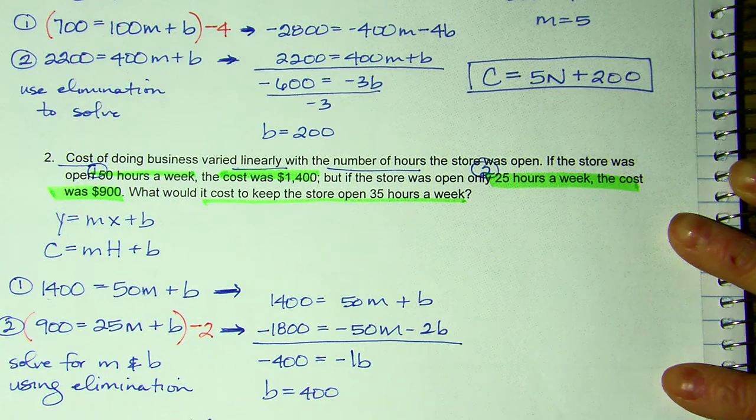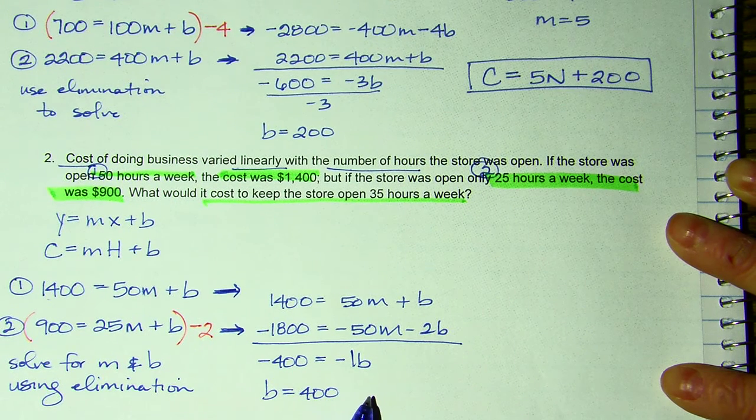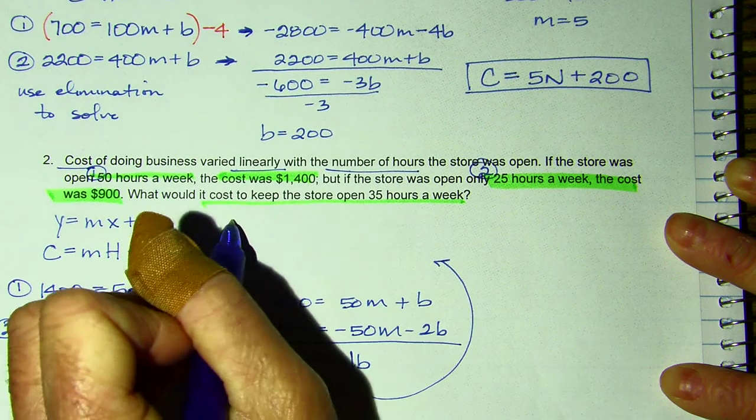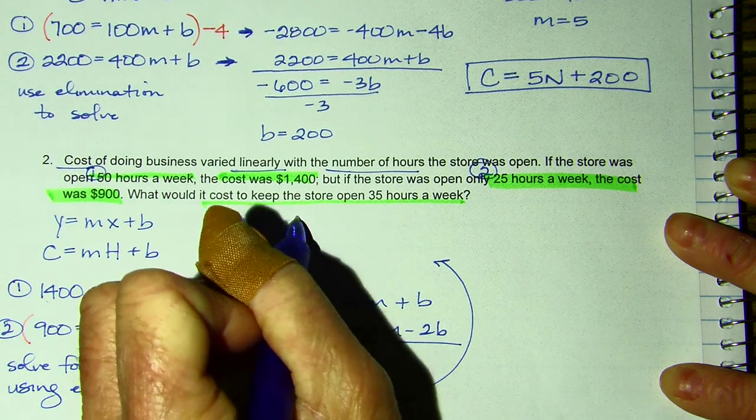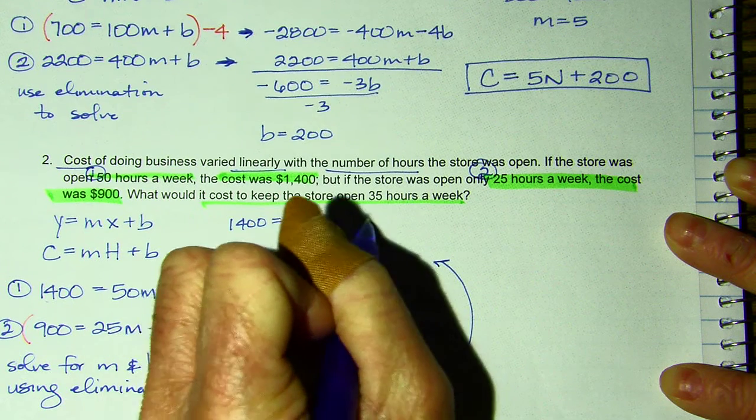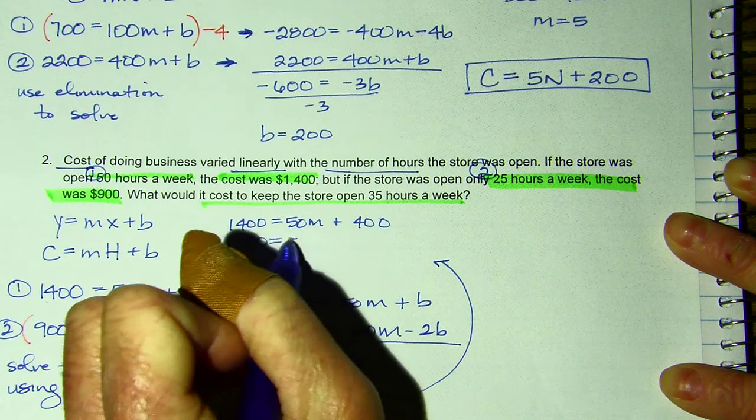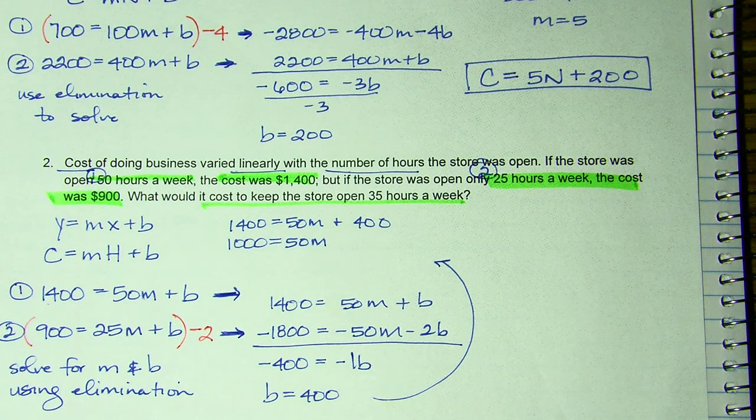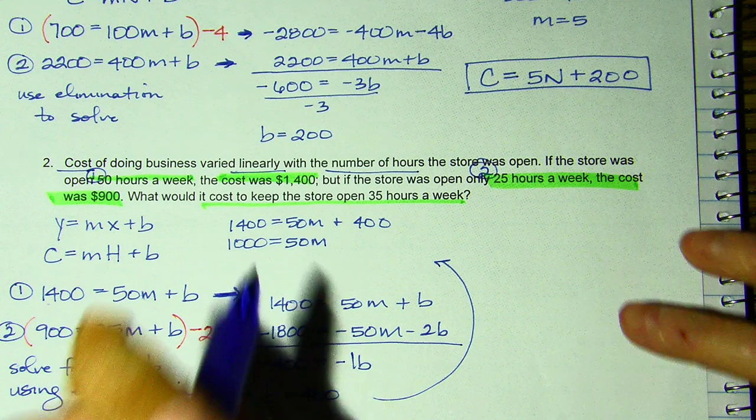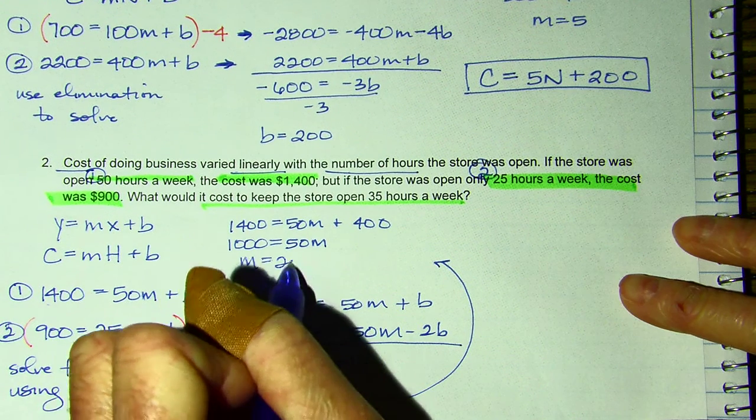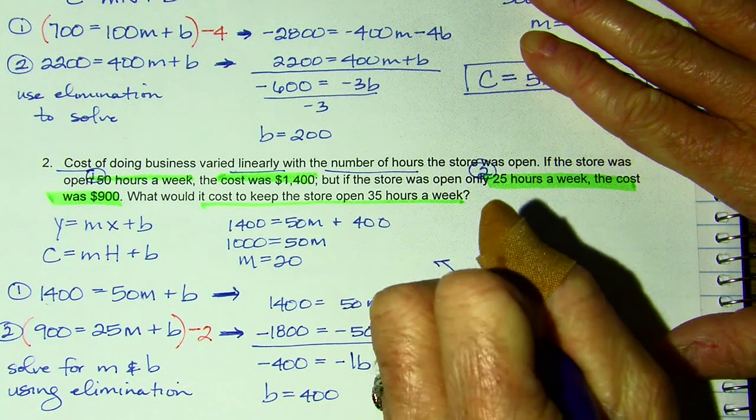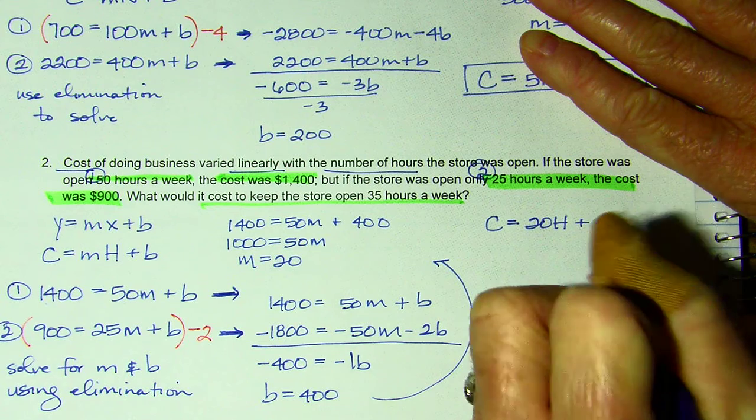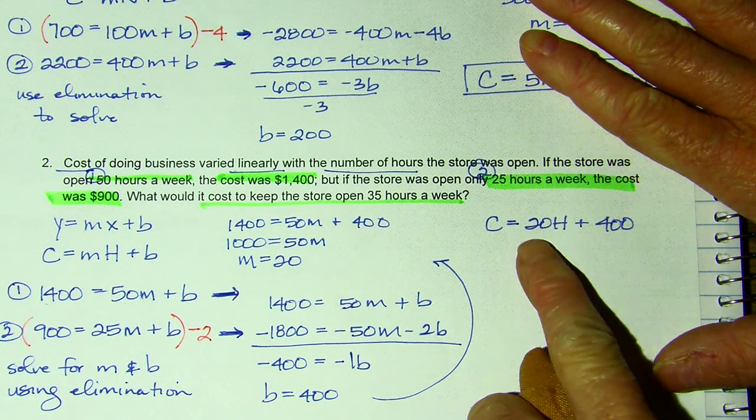Now I'm going to solve for M. Right? So I'm going to plug that into any equation. So 1,400 equals 50M plus 400. So that would give me 1,000 equals 50M, right? Because I'm subtracting 400. And 1,000 divided by 50, I got that M equals 20. So now I have the cost equals 20 times H plus 400. Right, I solved for M and B.